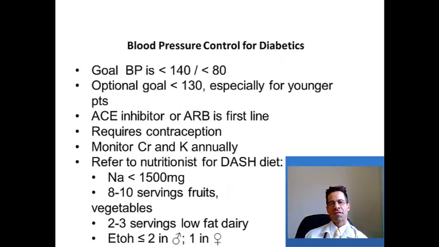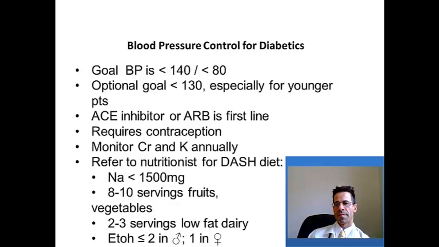The next area of discussion is blood pressure control. It's important for diabetics to maintain a blood pressure of less than 140/80. There is an optional goal of less than 130 systolic blood pressure, and this is especially good for patients who are younger. If a patient is diagnosed with high blood pressure, it's important to start them on an ACE inhibitor or an ARB as a first-line medication.